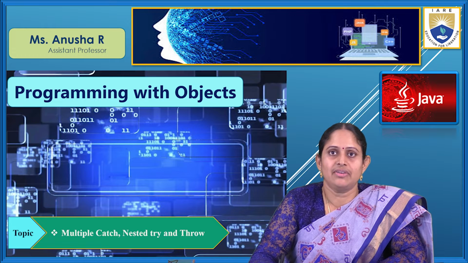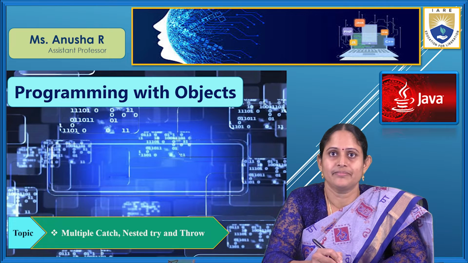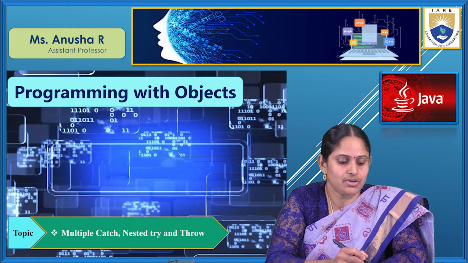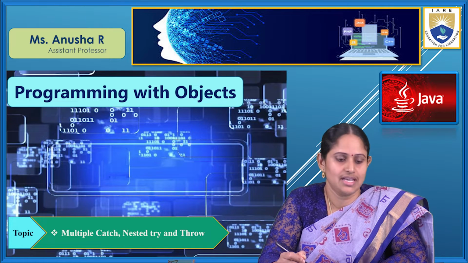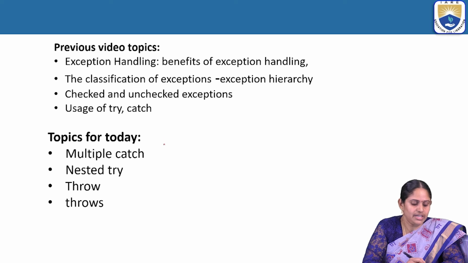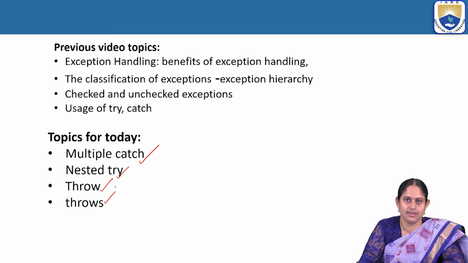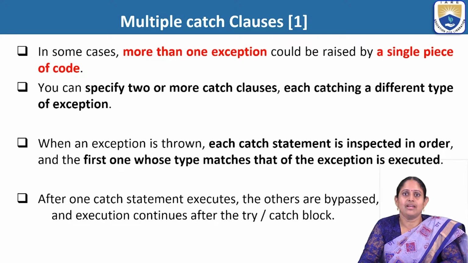In the previous session, we dealt with exception handling and the different types of exceptions, that is, the checked and unchecked exceptions, and the usage of try and catch block. Now in today's video, we will look into multiple catch statements, the nested try, throws, and finally. As we have discussed before, an exception is any runtime error and it causes disruption in the execution flow of the program.